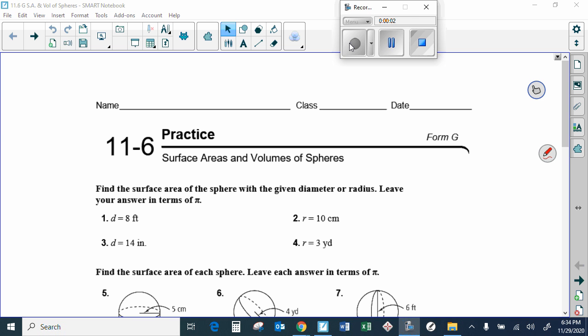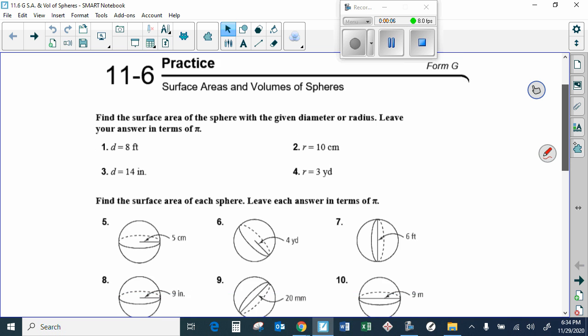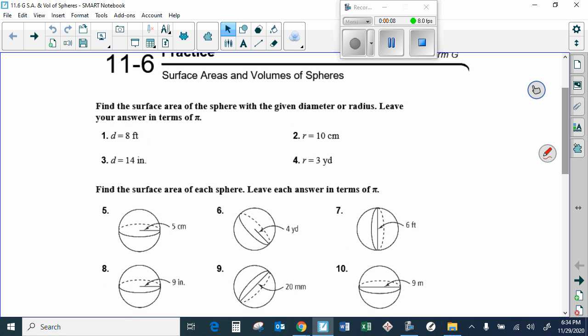Okay, surface areas and volumes of spheres. Spheres are three-dimensional circles. We do not talk about lateral area of a sphere. It's only surface area of a sphere. There's not both. We just always say surface area of a sphere. If somebody says lateral area, that's a mistake. Surface area or volume of a sphere.